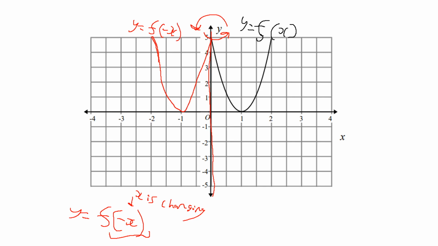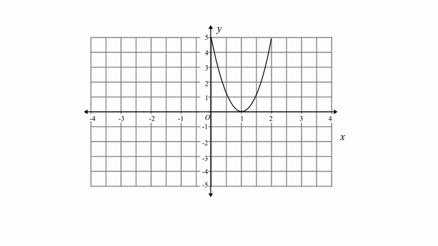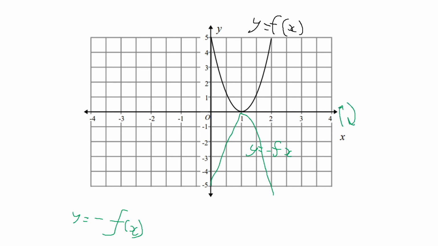Because x is changing as a result of being reflected on the y-axis. And it should come as no surprise that if this is y equals f of x, then y equals minus f of x is just going to be flipping on the x-axis. We're flipping it this way because y is changing.